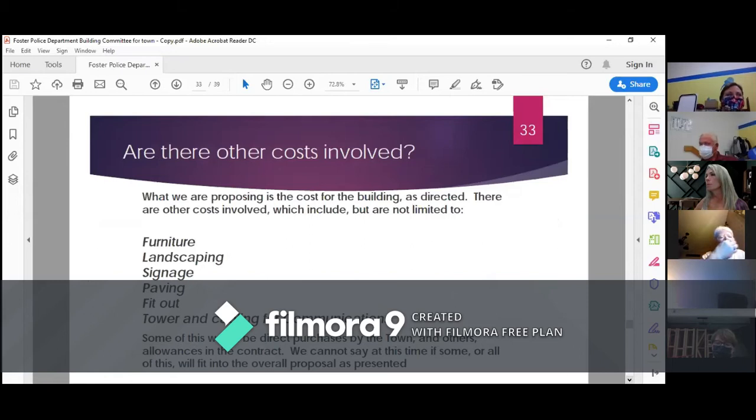So some of that will be direct purchases by the town. Others may be allowances in a contract that we establish. Some of it may be worked into the bond. Again, the town council is going to kind of have to work on that and massage it to the way they think it's going to be the best thing to do.